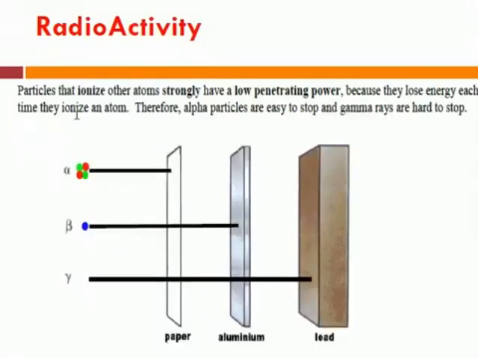So particles that ionize other atoms strongly have a low penetrating power because they lose energy each time they ionize an atom. Therefore, alpha particles are easy to stop and gamma rays are hard to stop.